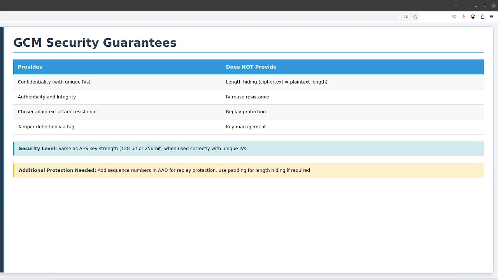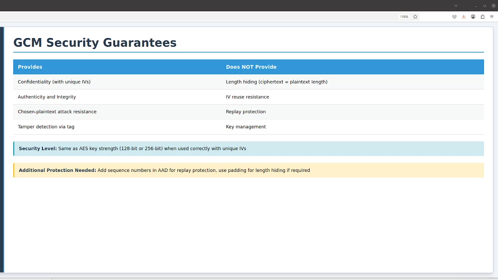GCM security guarantees. Let's discuss what security guarantees GCM provides and what it doesn't provide. Understanding the security properties helps you use GCM correctly and know when additional protections are needed. First, GCM provides confidentiality. Assuming unique IVs and a secret key, GCM encryption ensures that an attacker cannot learn anything about the plaintext from the ciphertext.